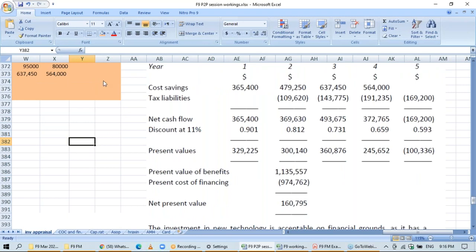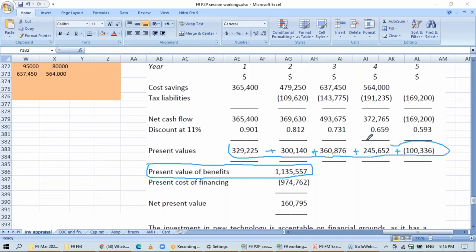Once we calculate the present values, what do we note? That the present value of the benefits is 1.135 million. This is the sum of these items, the present value of cost savings. So the present value of the savings has been taken down over here, and then the present cost of financing, of borrowing, has been taken over here, right?